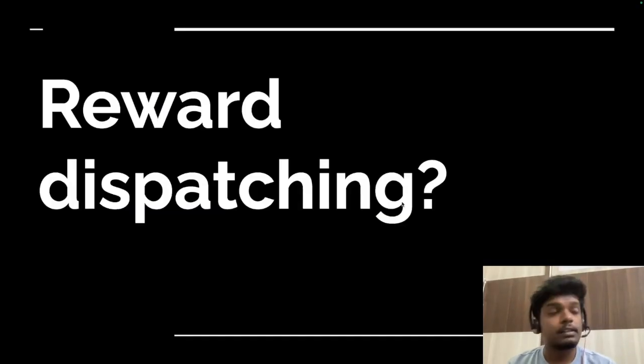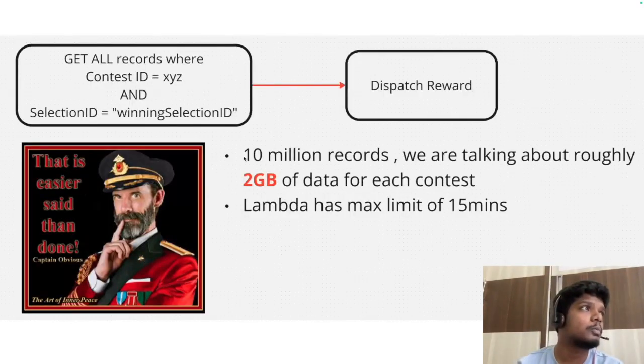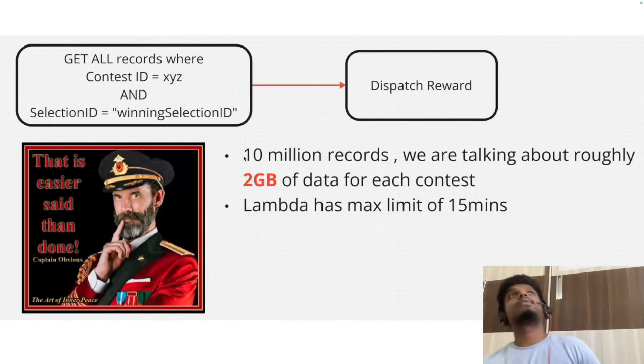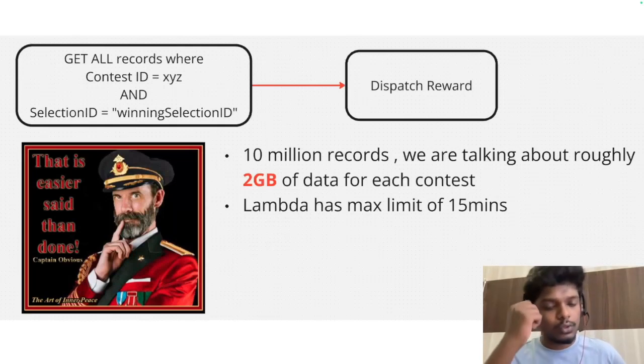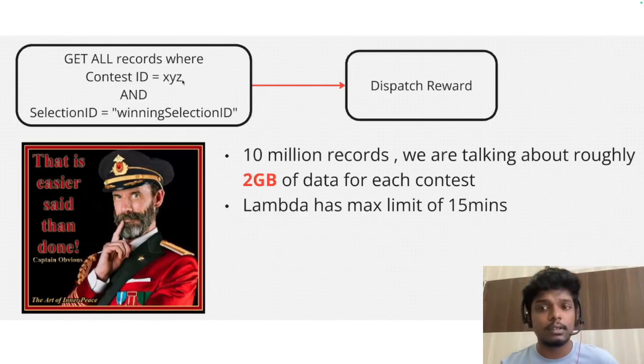And then let's jump to the interesting part, reward dispatching, how it will work. Theoretically speaking, if we want to give rewards to all the users who have won the contest, what we need to do in a nutshell is get all the records where contest ID is equal to xyz, or whatever contest ID just finished, and selection ID, we will search for the winning selection ID, get all the records, and then for all those records dispatch rewards, meaning just give them a gift code or something. So for 10 million records, we are talking about roughly 2 GB of data.